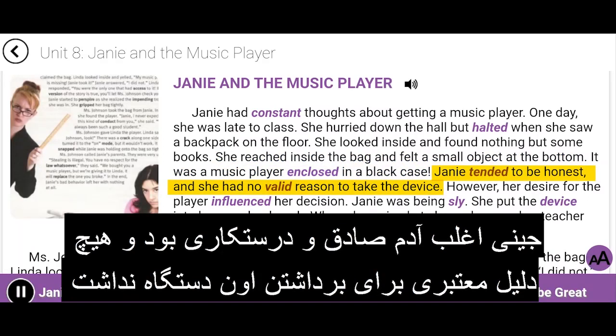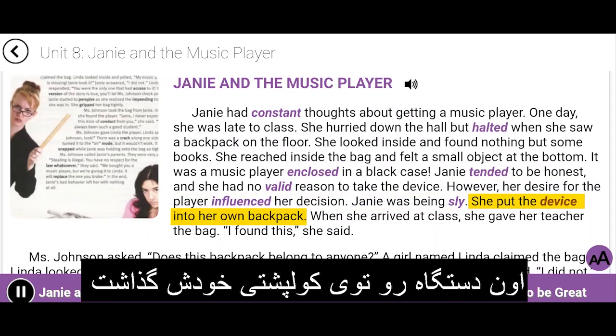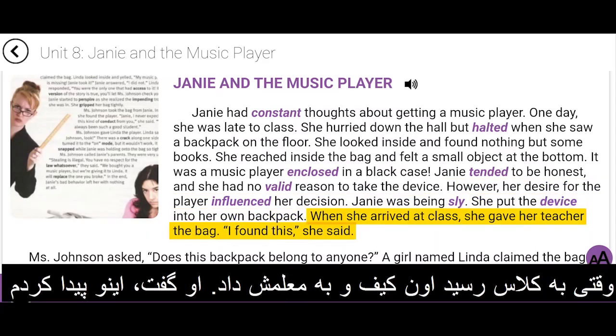Janie tended to be honest, and she had no valid reason to take the device. However, her desire for the player influenced her decision. Janie was being sly. She put the device into her own backpack. When she arrived at class, she gave her teacher the bag. "I found this," she said.